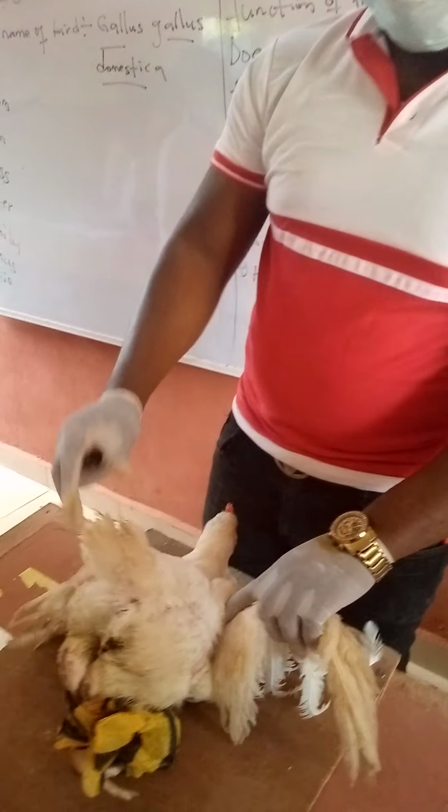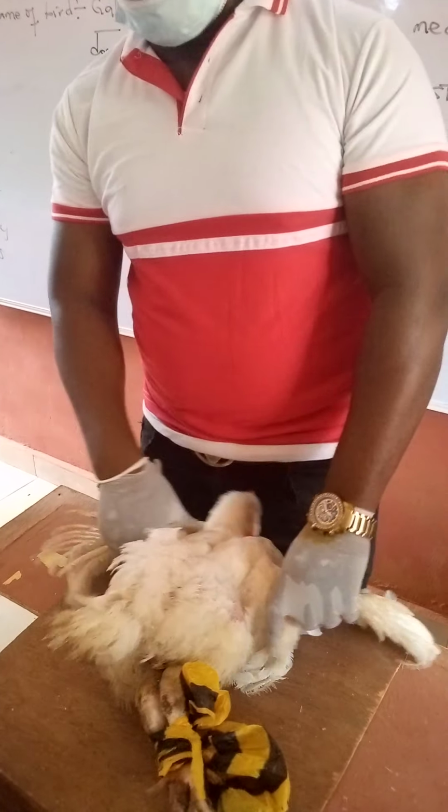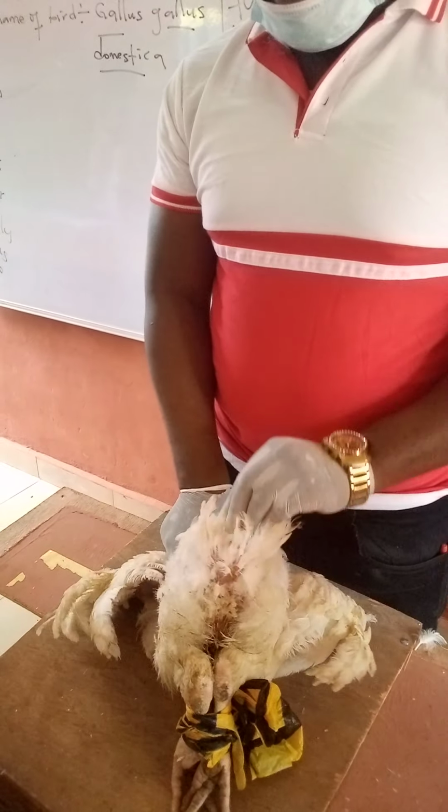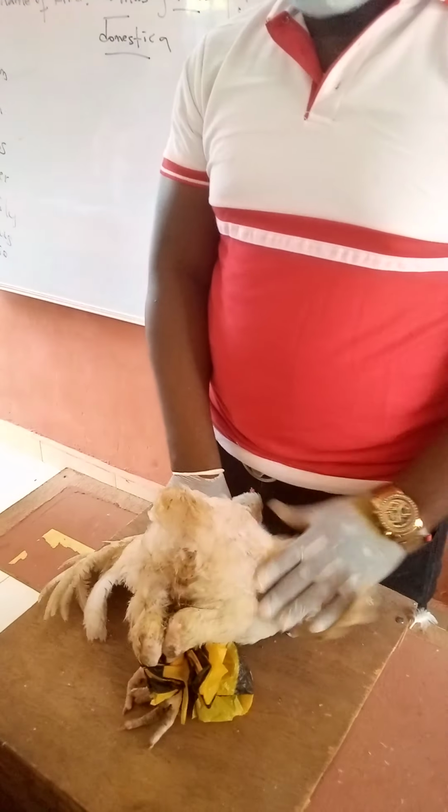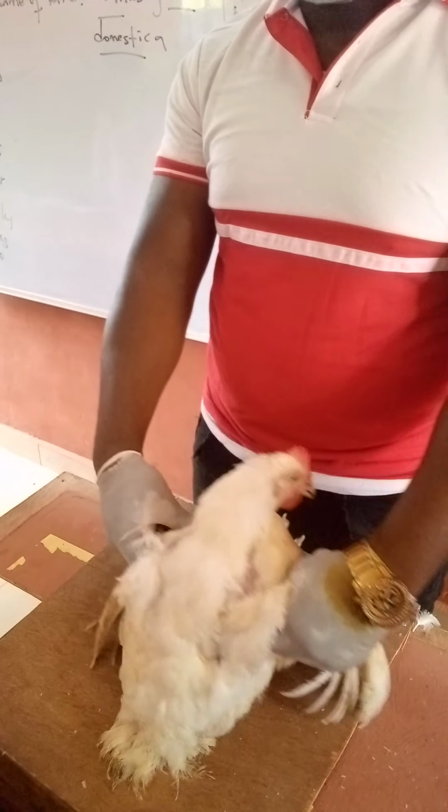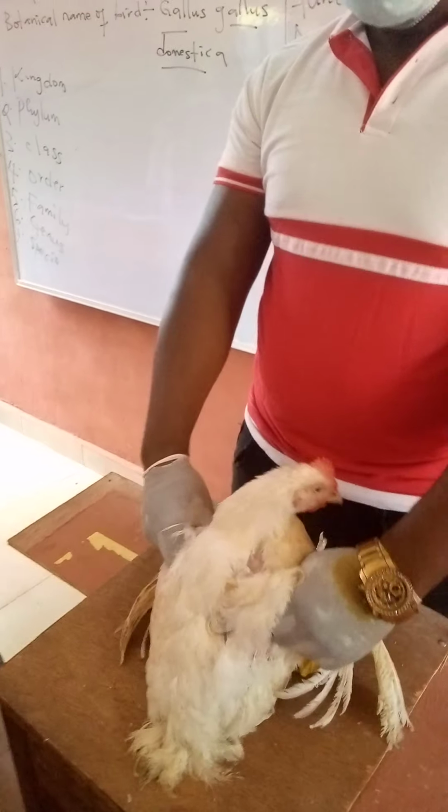Now we still have another one here. This is the back feather here, used for balancing. If the chicken wants to balance, it's using this feather. Do you understand? It's used for balancing.